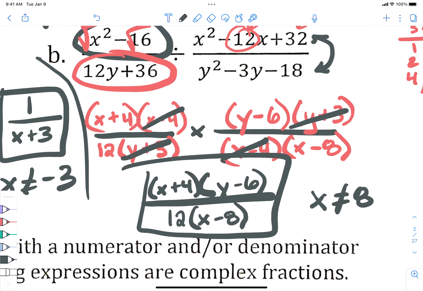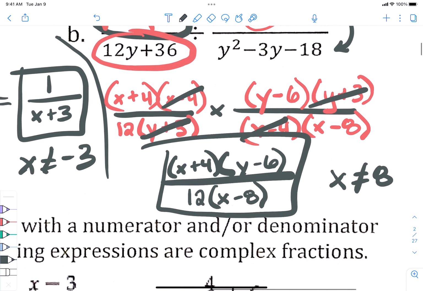Just keep your handwriting neat. I cannot emphasize enough how important it is to have nice clean handwriting, otherwise you get lost all over the place and it's a mess.